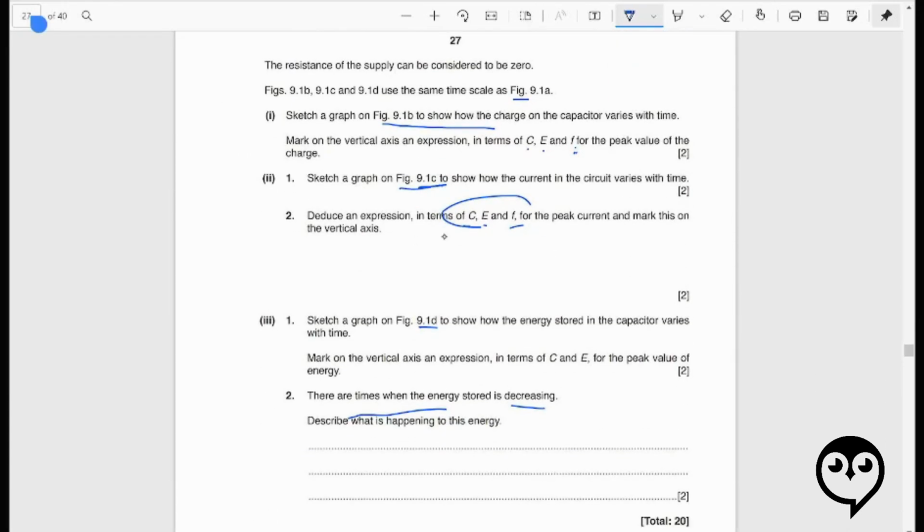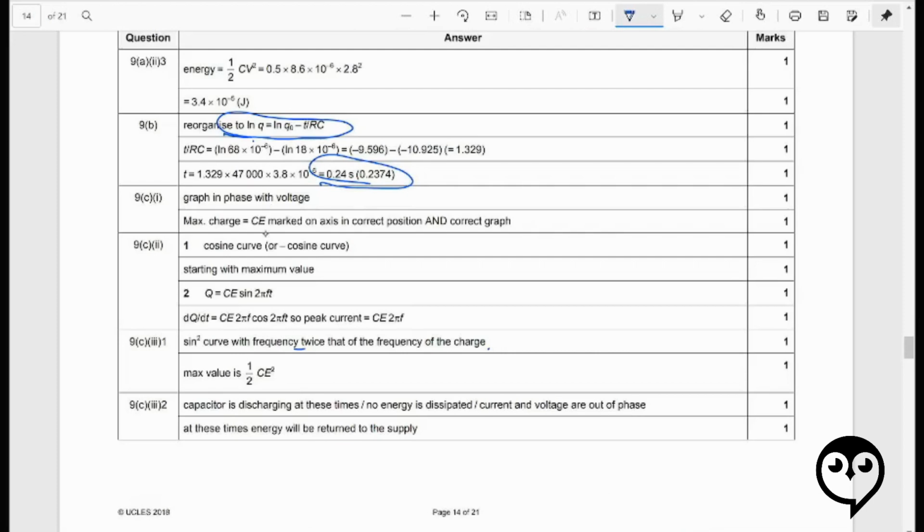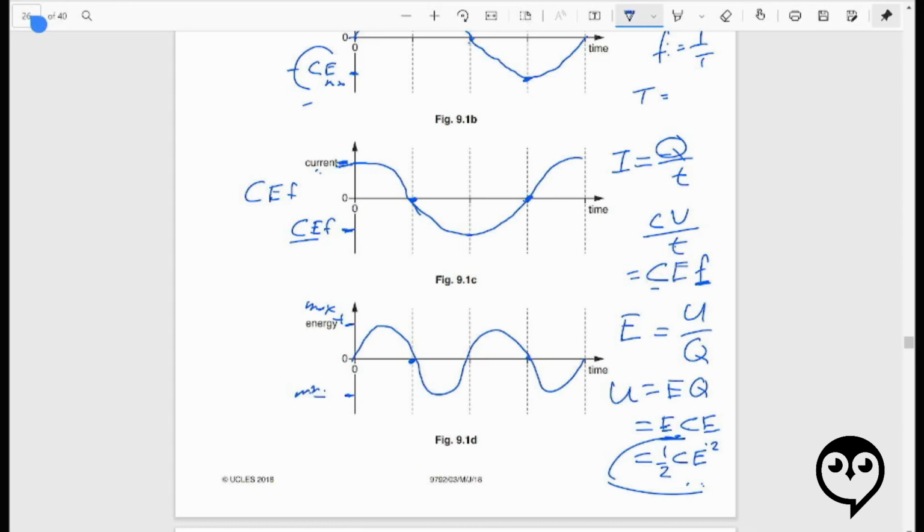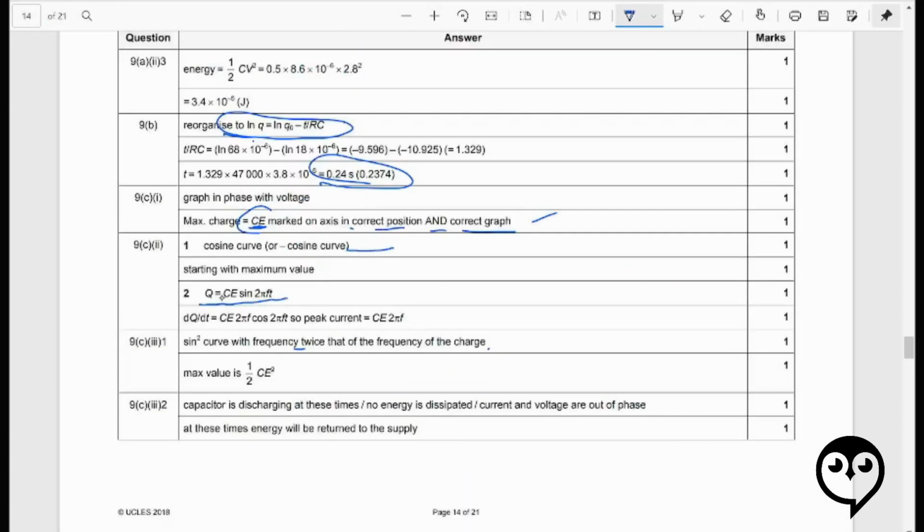Okay. Did I get the expressions? Did I get everything that they needed here? So marked CE on the axis, correct position and correct. Well, we got the correct graph. We put CE, I guess. Yeah. Okay. C times the voltage is the charge. Yeah, okay, we got a cosine curve here. Okay, so if they want you to incorporate the frequency, instead of just saying CE, they want you to say CE, and then how does it vary in terms of f? The f is the frequency.